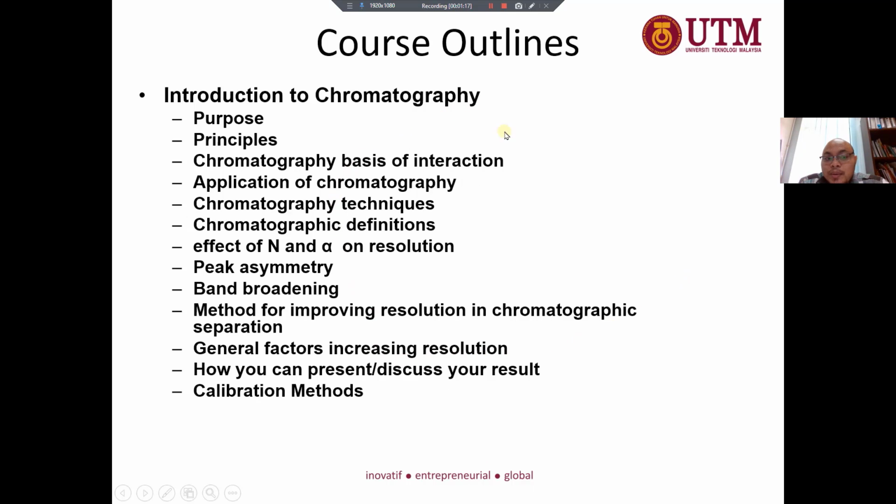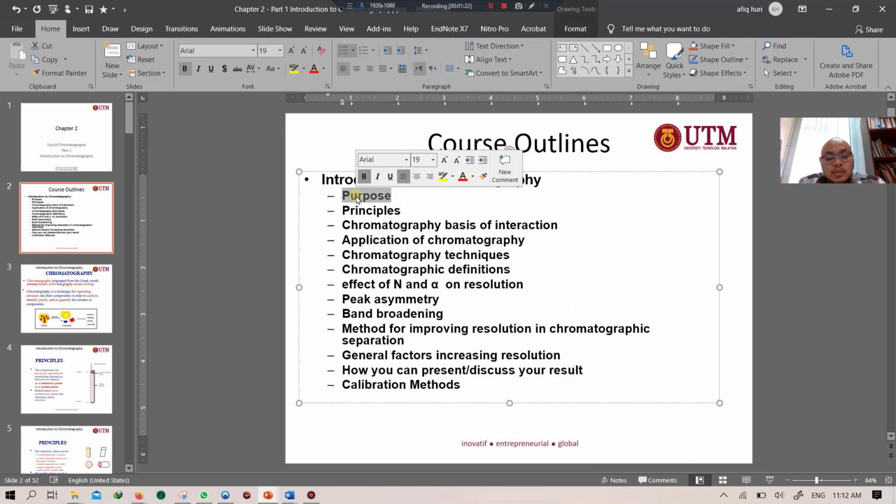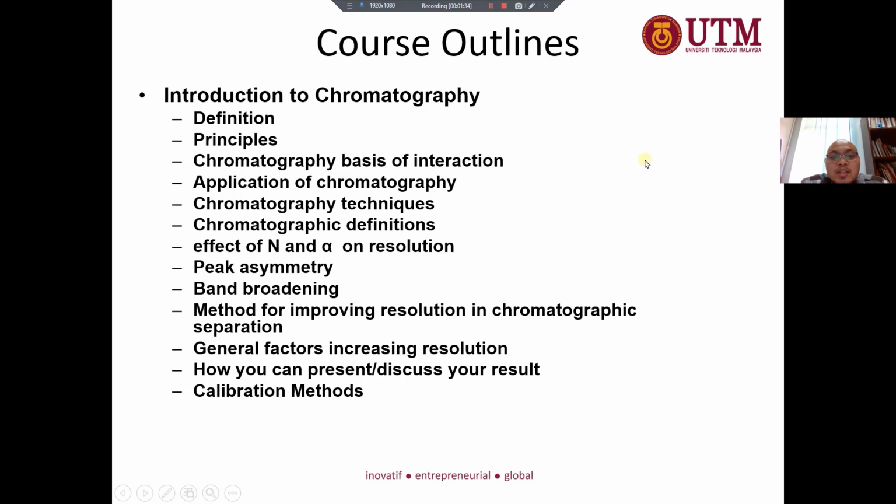Here is the course outline, so many things, very specific. First thing first, we will look into the definition. Then we will look into the principles. After we know the basic principle, we will learn about the interaction of chromatography, and then we will look into a little bit of the application of chromatography, especially in forensic science, and then we will learn about the chromatography techniques available.